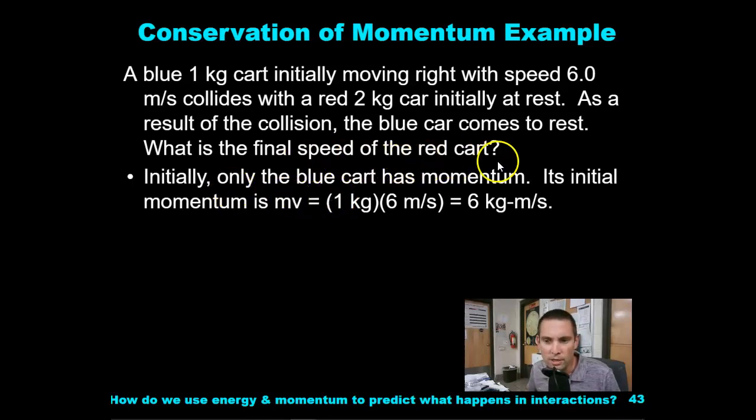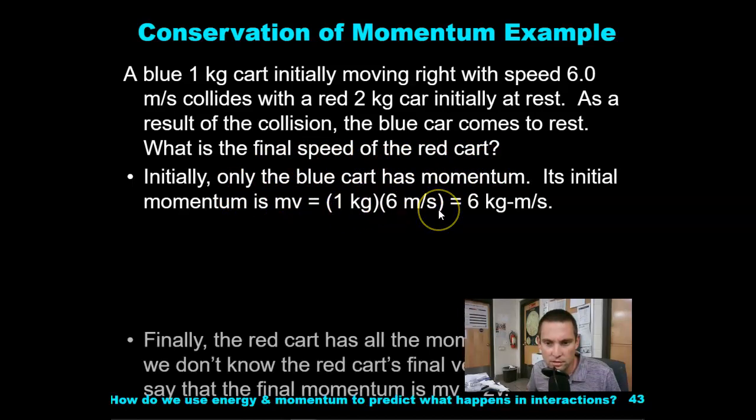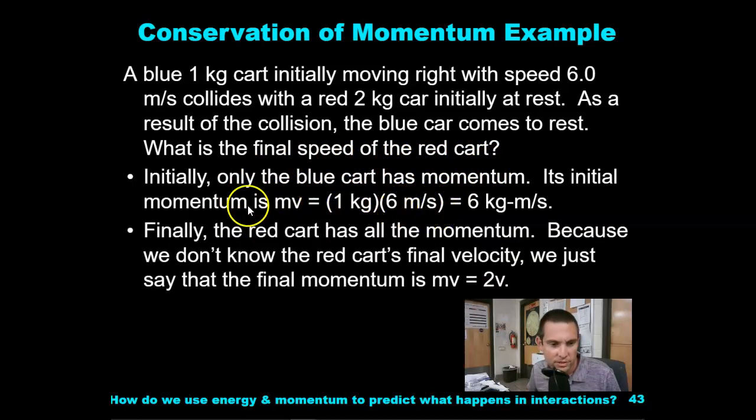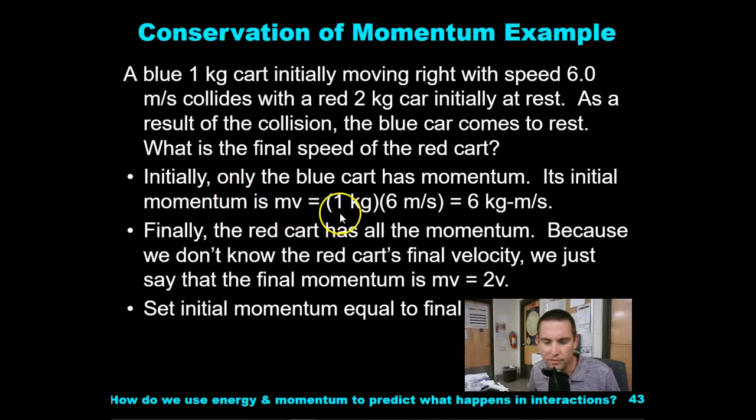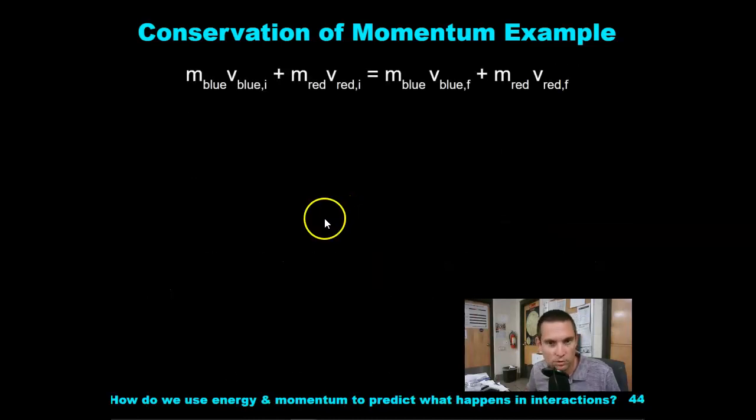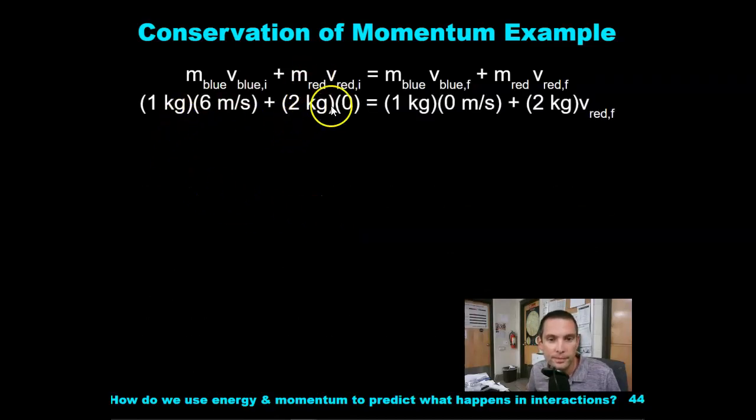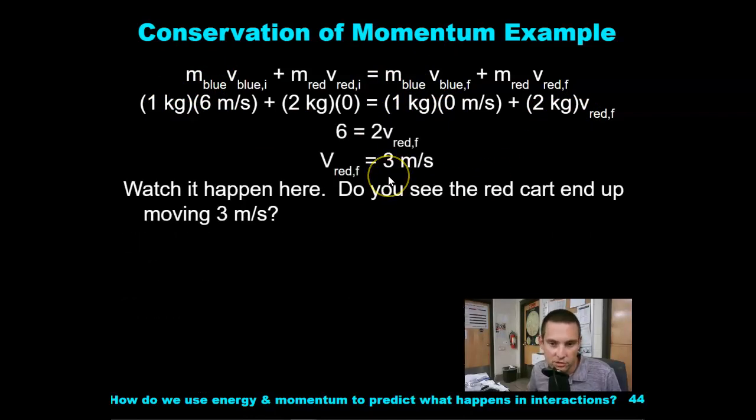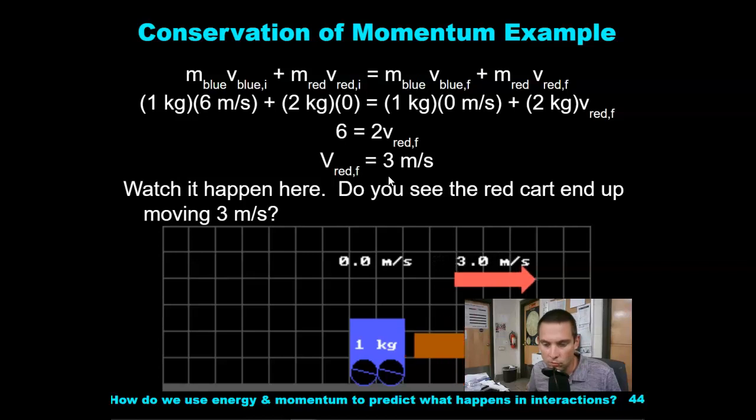Initially, the blue car has momentum. Its initial momentum is 1 times 6 kilogram meters per second. Finally, the red car has all of the momentum. Because we don't know the red car's final velocity, we just say the final momentum, mv, equals 2v. Set the initial momentum equal to the final momentum, as usual. And what do we have here? All of this junk will go to 0, all of this junk will go to 0, and we're left with 1 times 6 equals 2 times v. And then our velocity is just 3 meters per second to the right.